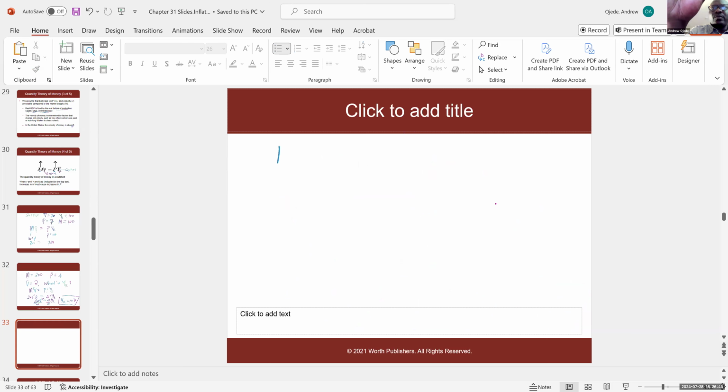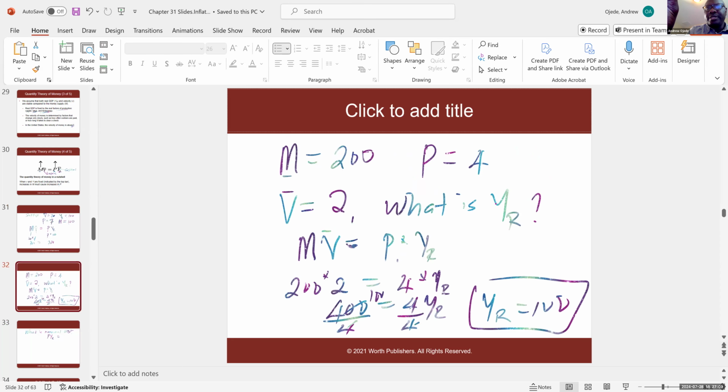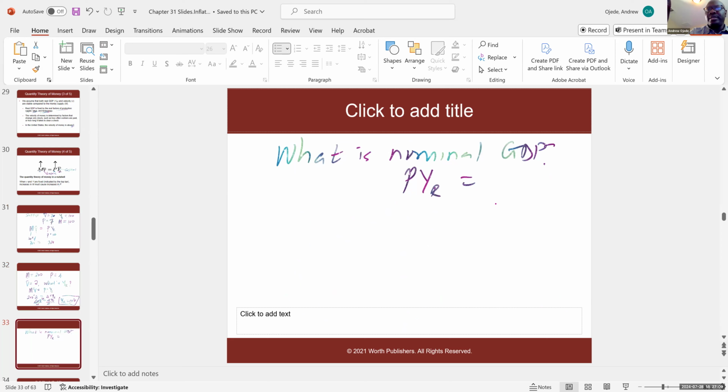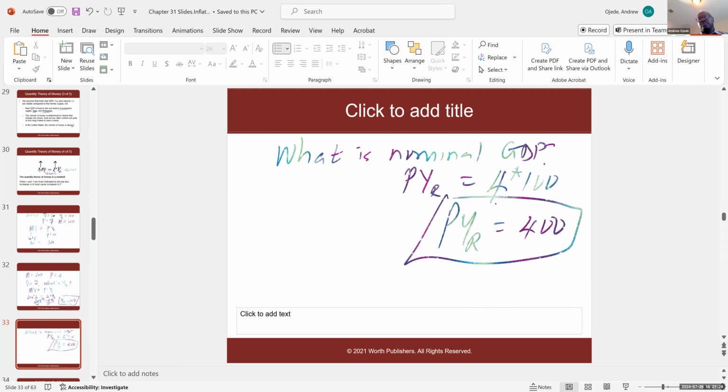We're saying, what is nominal GDP? Nominal GDP, remember, is P times Y_R. So what's the price we've been given? Price is 4, and Y is now 100. So it's just 4 times 100. So your nominal GDP, which is P Y_R, equals 400. So it's very simple to compute.